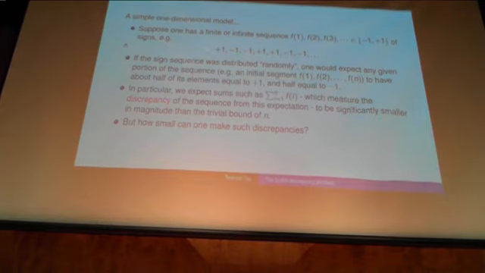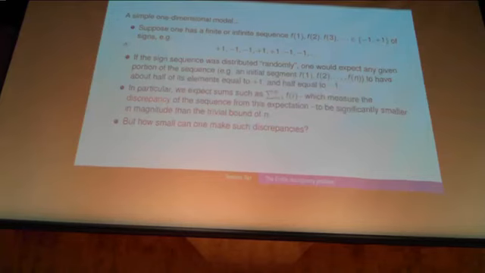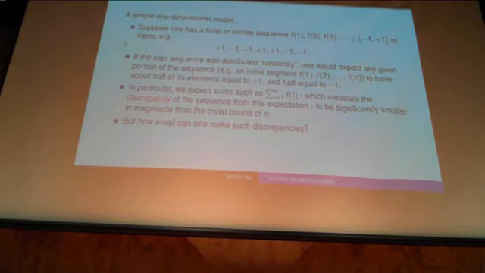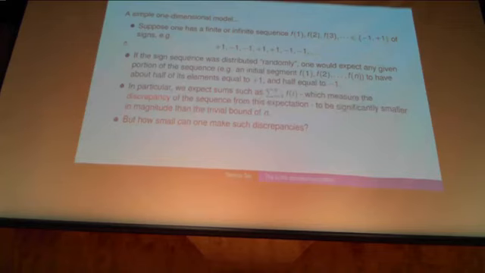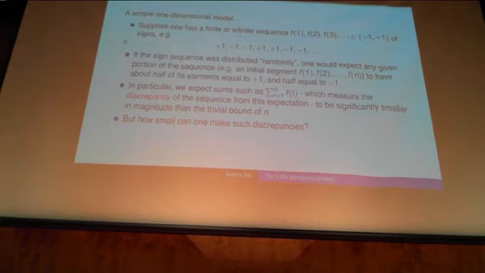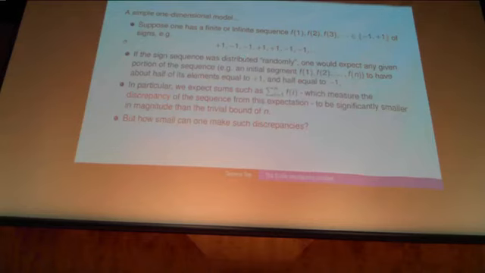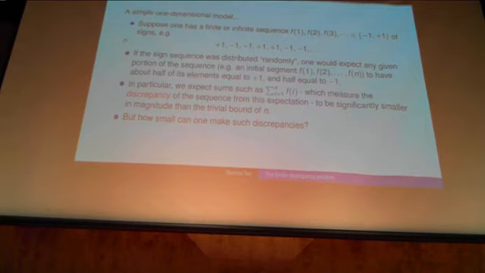If you want to generate a sequence like this, you could flip coins, heads plus 1, tails minus 1. Flip a lot of coins, you get random sequences. And the law of large numbers tells you that if you flip a lot of coins, you would expect half of them to be heads and half of them to be tails. So if you pick, say, 100 signs at random, about 50 of them should be plus 1 and about 50 should be minus 1. So when you add them all together, you should get something close to 0.